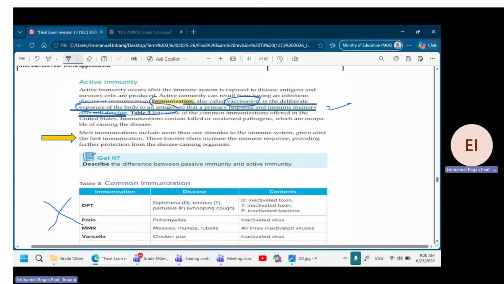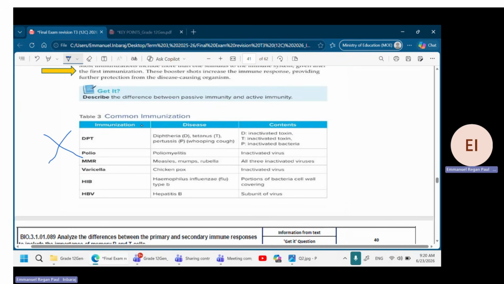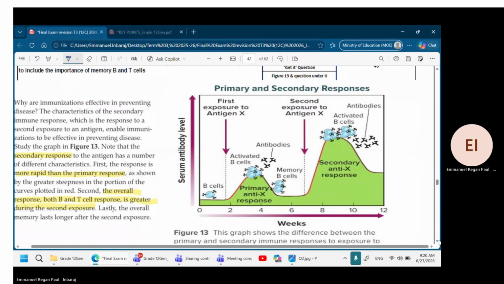Okay, and then this you need not study. I have put a cross. No need to study this. Okay, now let's go to another one.